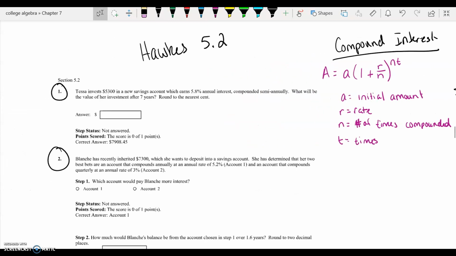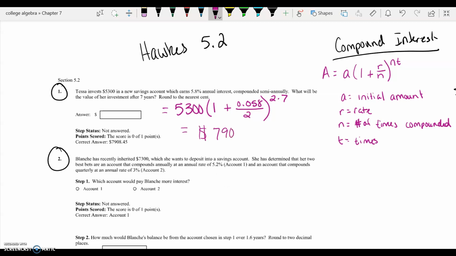So the first problem, it says Tessa invests $5,300, so that's my initial amount, times 1 plus my interest rate, which is 0.058. You got to make it a decimal if they give you a percentage. Semi-annually means I'm dividing by 2. Notice that 2 also goes up here in the exponent, and then t is my years, which would be 7. You're just going to type all that into your calculator and solve it. You should be able to get this, guys.